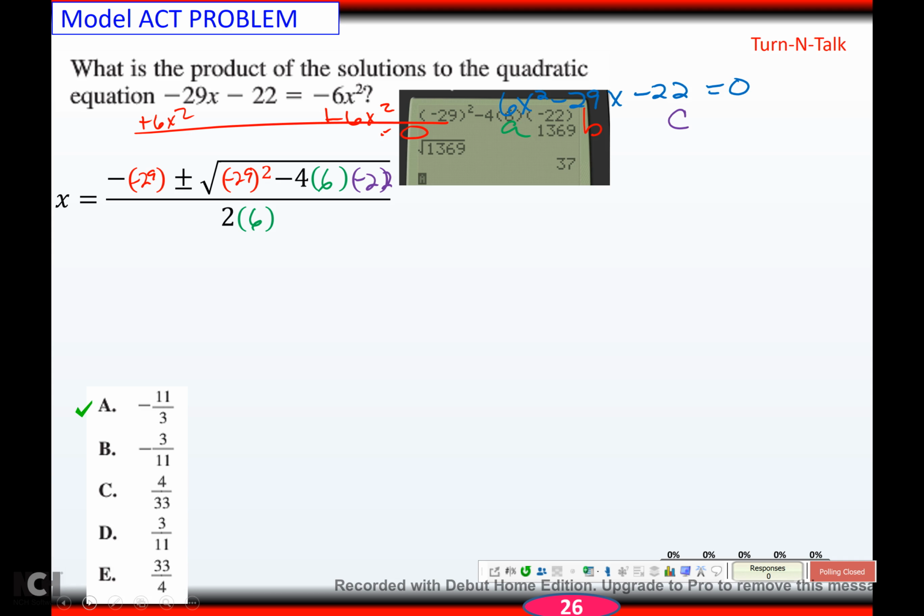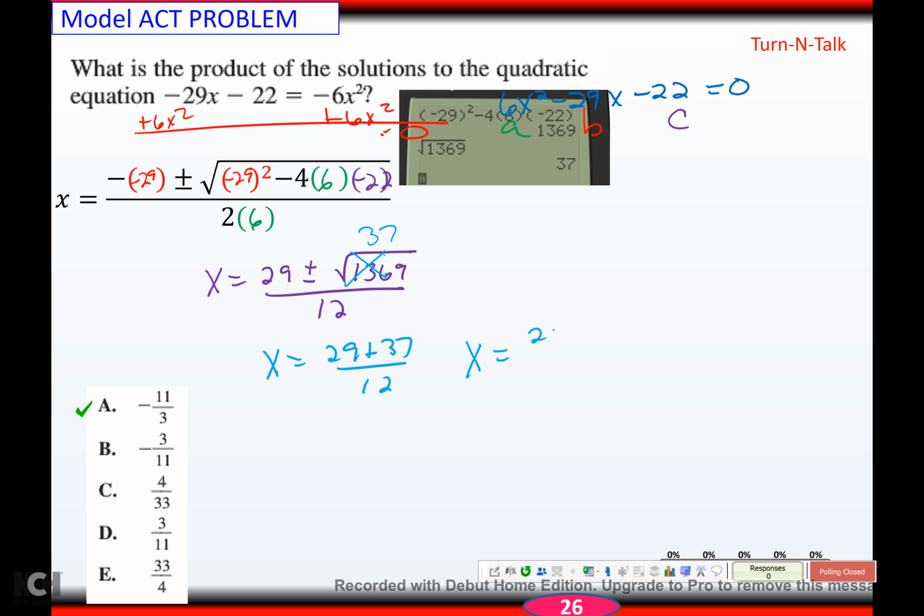Typing in just what's under the radical, I get 1369. So I have x equals 29 plus or minus the square root of 1369 all over 12. The square root of 1369 is 37, so x equals 29 plus 37 over 12, and x equals 29 minus 37 over 12.